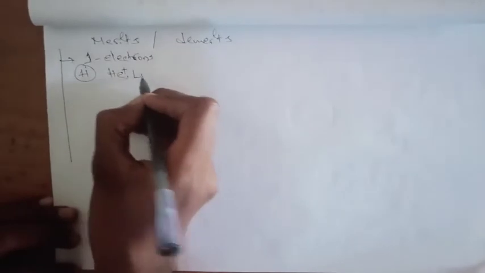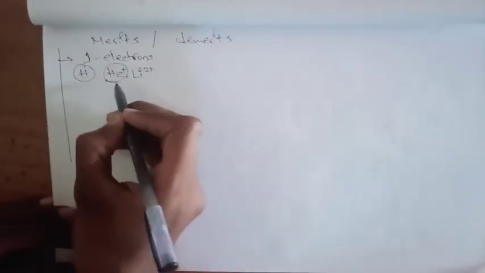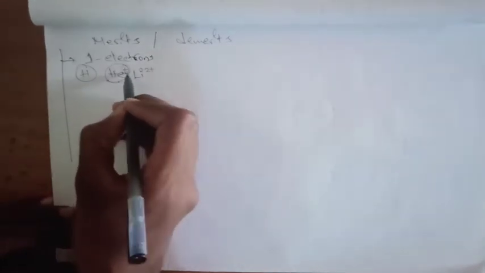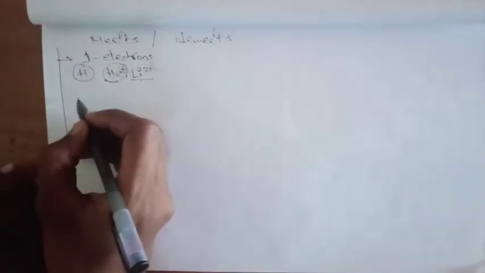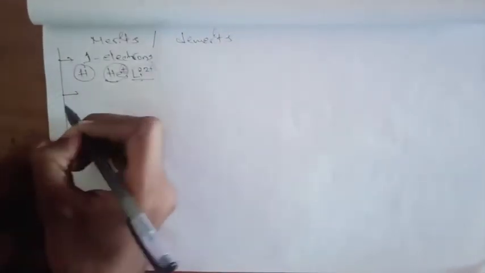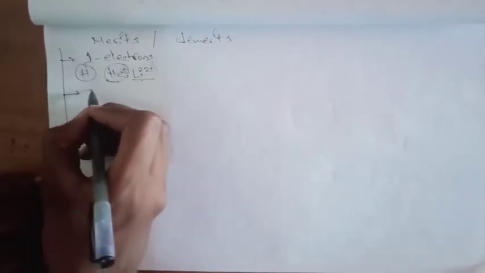It successfully explained the atomic configuration of hydrogen, helium plus and lithium 2 plus. Why? Because helium plus lacks one electron, and lithium 2 plus lacks 2 electrons, so each consists of only one electron. And it also explains the stability.